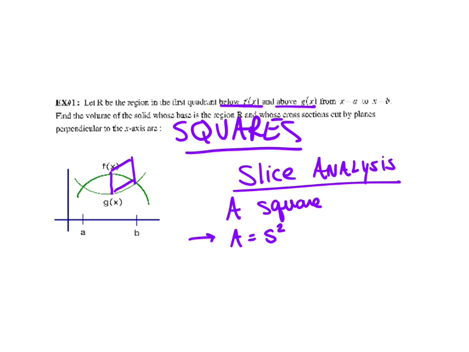Now we'll go ahead and write the area. It's the length of a side, so actually I'm going to start with my side. My side is my upper minus my lower, so I'm going to call that f of x minus g of x.